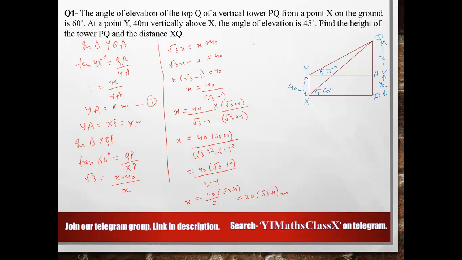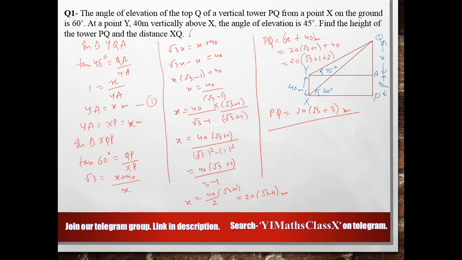But I don't have to calculate the value of x. I need to calculate the value of PQ, the height of the tower. And what is that? It is x plus 40 meters. And what is x? x is 20 times root 3 plus 1, and we have to add 40 meters to it. So I can take 20 common. If I take 20 common from the whole, I'll get root 3 plus 1 plus 2. That means the height of my tower is 20 times root 3 plus 3. You can leave your answer here.